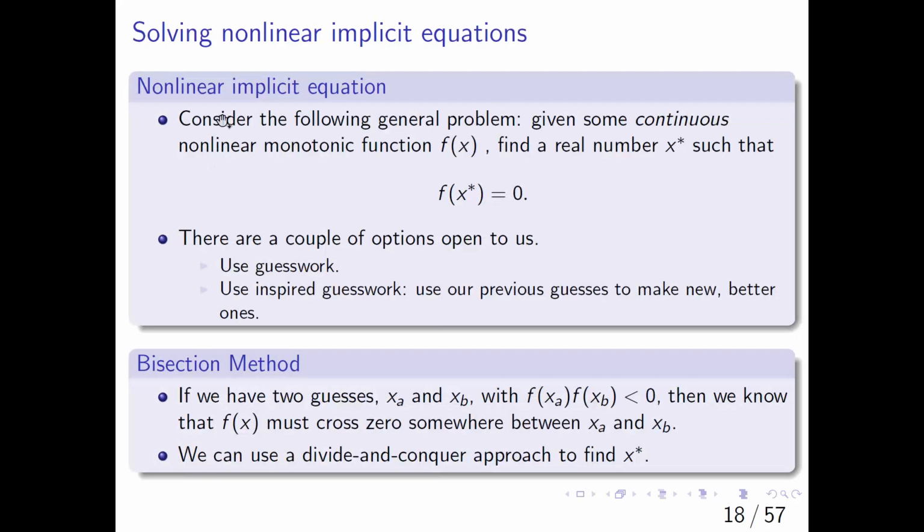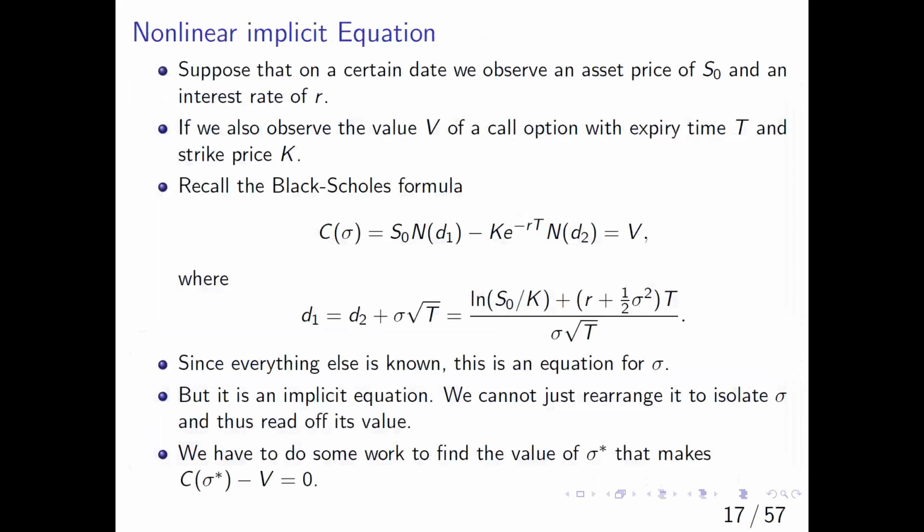Now we look at how to solve a nonlinear implicit equation. Okay, let's look at a general problem. Given some continuous nonlinear monotonic function f(x), we want to find a real number x star such that f(x star) equals 0. Put into the context of this problem, f(x star) will equal C(x star) minus V. Okay, so this is our equation.